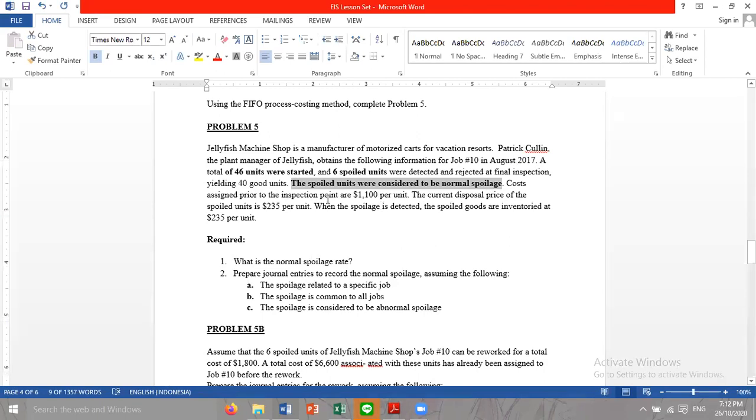Cost assigned prior to the inspection point are $1,100 per unit. The current disposal price of the spoiled units is $235 per unit. When the spoilage is deducted, the spoiled goods are inventoried at $235 per unit. All right. So the first question: what is the normal spoilage rate?